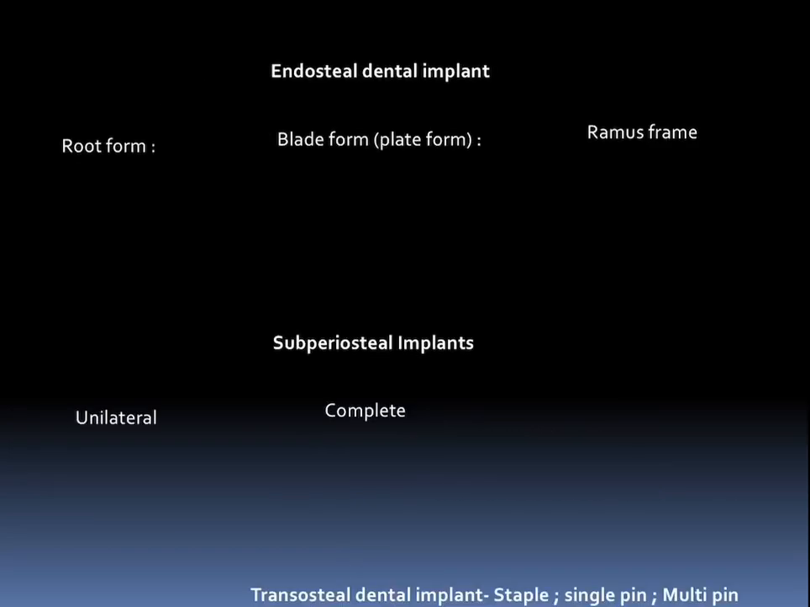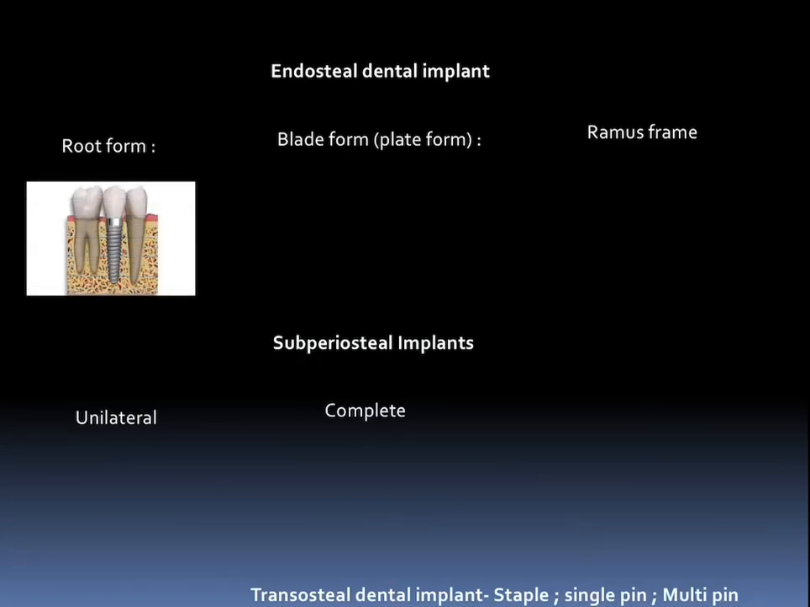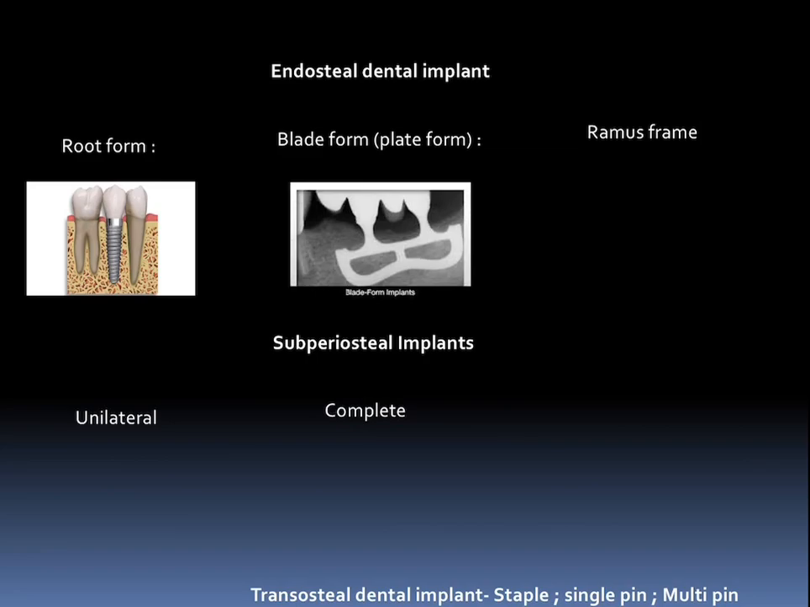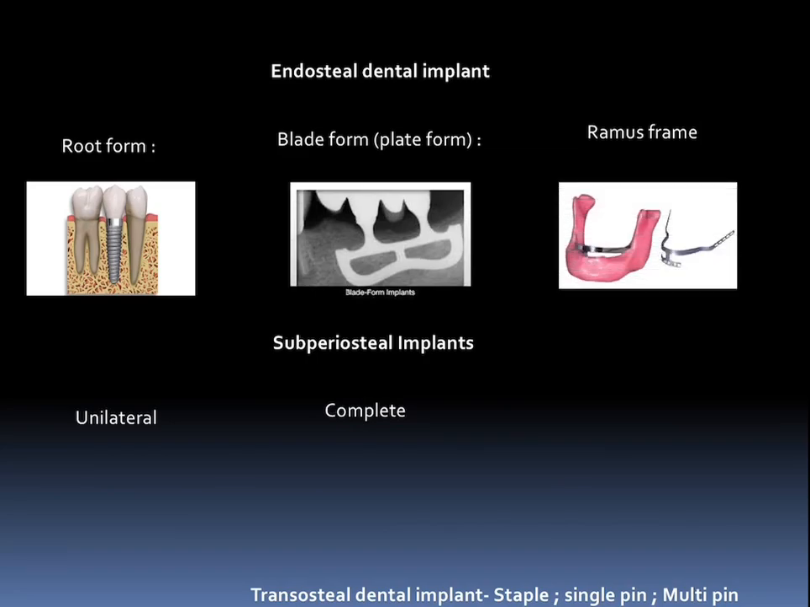Now when I talk about the types of endosteal implants, it can be in the form of a root, which is seen like this, the normal one that we use. It comes in a blade form also, which is also called the platform endosteal implant. Also there is the ramus frame, which is used for the coverage of the whole mandible.